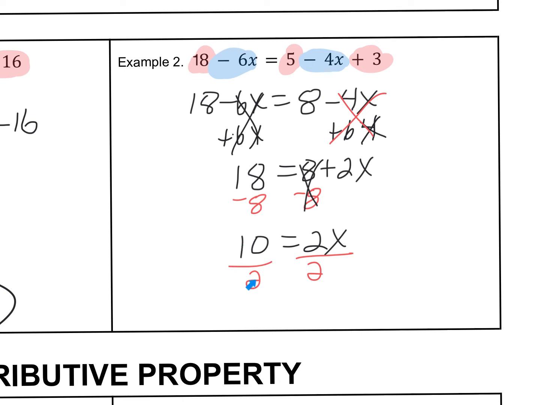And 10 divided by 2 is 5. So 5 equals x, or x equals 5, and that's our answer. X equals 5.